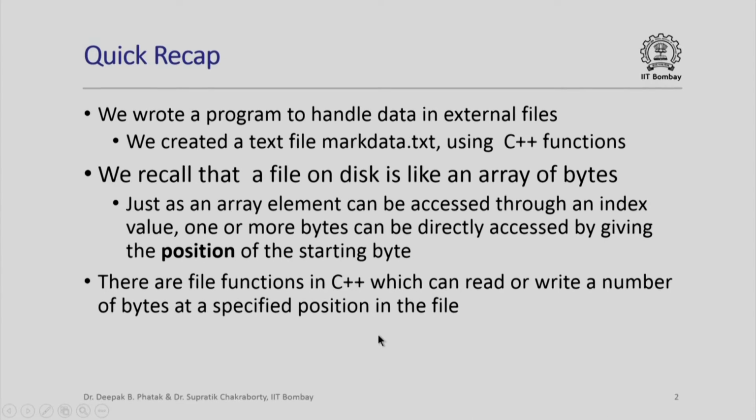We note that a file on disk is like an array of bytes. So, just as an array element can be accessed through an index value, one or more bytes can be directly accessed by giving the position of the starting byte. There are functions in C++ which can read or write a number of bytes at a specified position in the file.